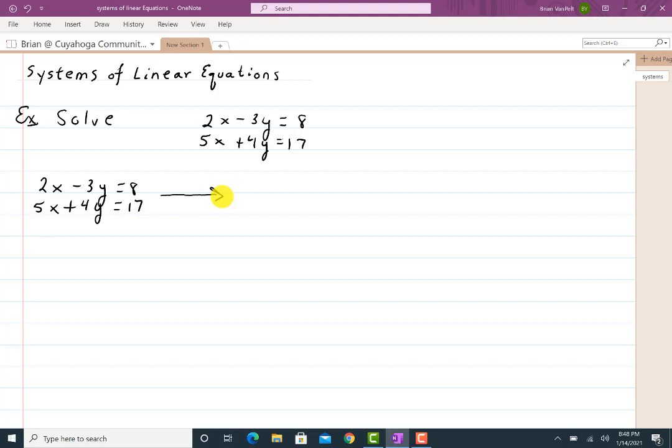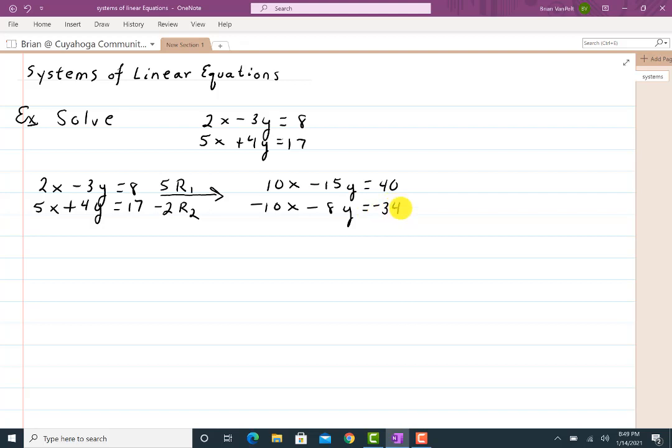I might say 5 times row 1. So that changes the first equation to the following: 10x minus 15y equals 40. And then the second equation, I'm going to multiply it by negative 2. That way I get negative 10x minus 8y equals negative 34.